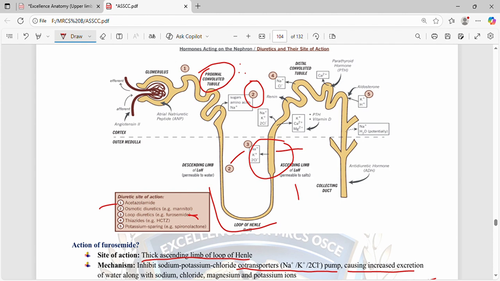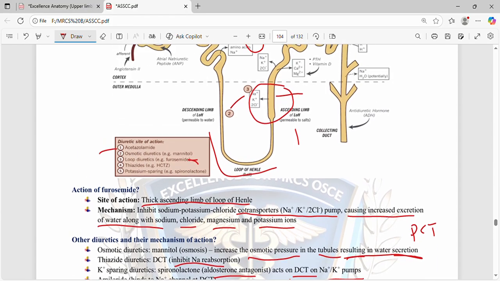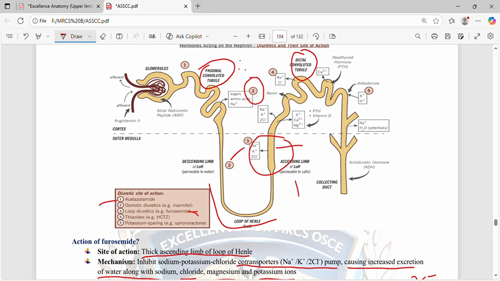And then we have the thiazides. Thiazides work on the distal convoluted tubule. As we discussed earlier, they inhibit sodium reabsorption here in the distal convoluted tubules. And then we have the potassium sparing diuretics, which are aldosterone antagonists. So when there is no aldosterone, there will be no absorption of sodium and excretion of potassium. So they inhibit the sodium potassium ATPase pump.